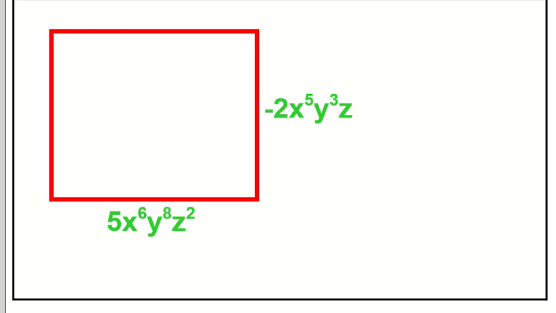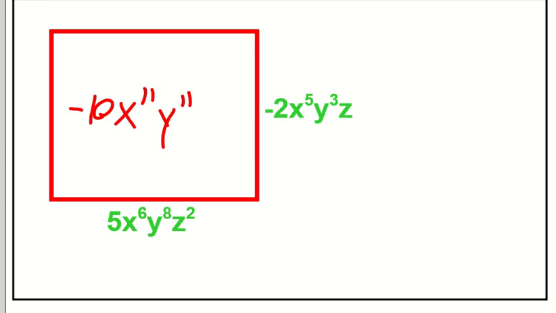Who thinks they got it? All right, so all we're doing is multiplying. So when we multiply, we follow our multiplication rules for the whole numbers. 5 times -2, that's just -10. When we multiply with our exponents, we add the exponents. So x, and then 6 plus 5 is 11. Y, 8 plus 3, also 11.